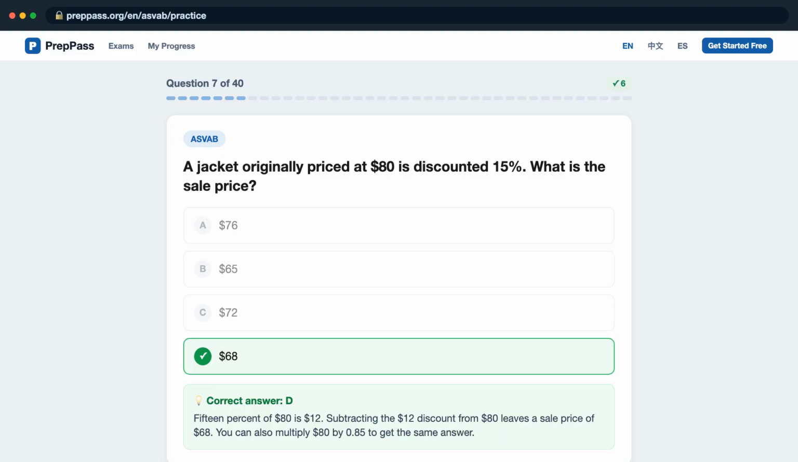Subtracting the $12 discount from $80 leaves a sale price of $68. You can also multiply $80 by 0.85 to get the same answer.